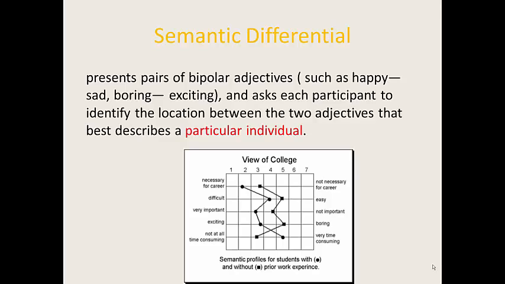A different type of survey that is sometimes used is called semantic differential. It's used especially when you want to compare particular individuals. For example, in this picture, it shows two students being compared in terms of their viewpoints towards college. One student sees college as easier, the other sees it as more difficult. One student sees it as more exciting, and the other sees it as more boring.